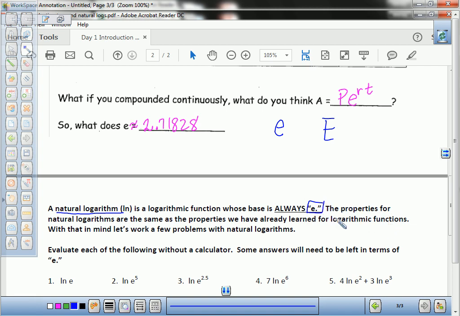Now this is where some of you will be excited and others have already not shown excitement. The great thing about this is all the properties that work for natural logs are those same properties we already learned for regular logs. So we've done log base 10, the common log. We've done log base 2, base 5, base 3, base 8. Now we're just doing log base e. So instead of writing log base e, we have a shortcut for that. It's called natural log.